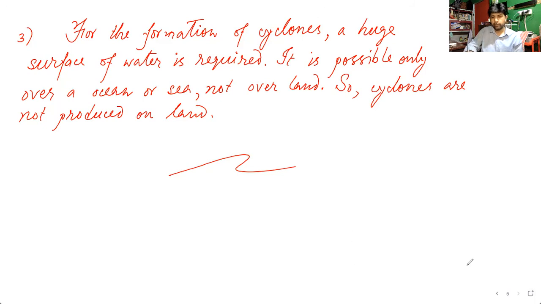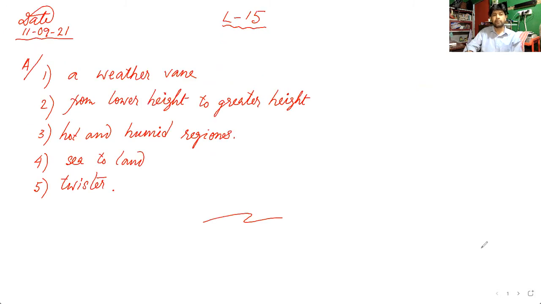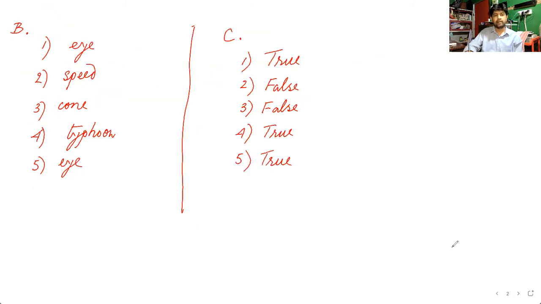Okay. So what we have discussed, again from the beginning, I'm showing you. Firstly, this lesson 15, type A: number 1, a weather vane. Number 2, from lower height to greater height. Number 3, hot and humid regions. Number 4, sea to land. And number 5, twister. Then type B: number 1, eye. Number 2, speed. Number 3, cone. Number 4, typhoon. And number 5, eye. So type C: number 1, true. Number 2, false. Number 3, false. Number 4, true. And number 5, true.